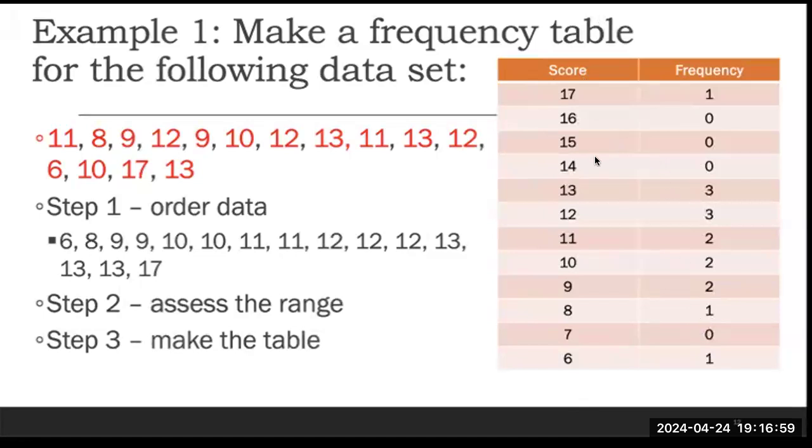Now, if you look at the original data, we don't have 15, we don't have 16, we don't have 14. But in your frequency table, you have to account for that. So every single value between the lowest score and the highest score needs to be listed in your frequency table, and then you list how often they show up. Really easy. That's a frequency table.